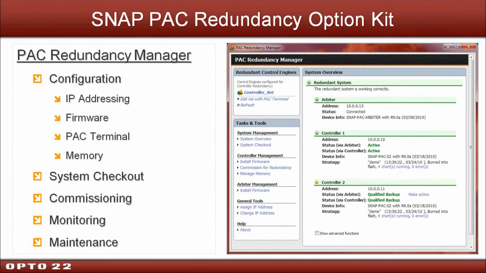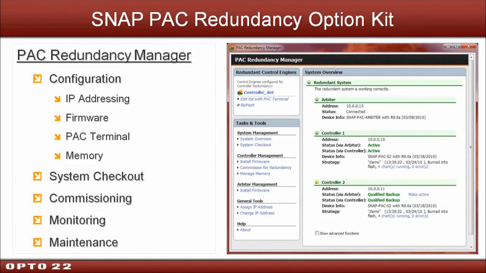It also provides a pretty neat function called System Checkout. This is important because as you wire up your system and apply power to the arbiter, the remote power supply switcher, and the controllers, this will go through and test all of those connections for you. If there's a problem at all with the system, it'll indicate that with a red X, meaning you need to go back and take a look at what may be wrong.